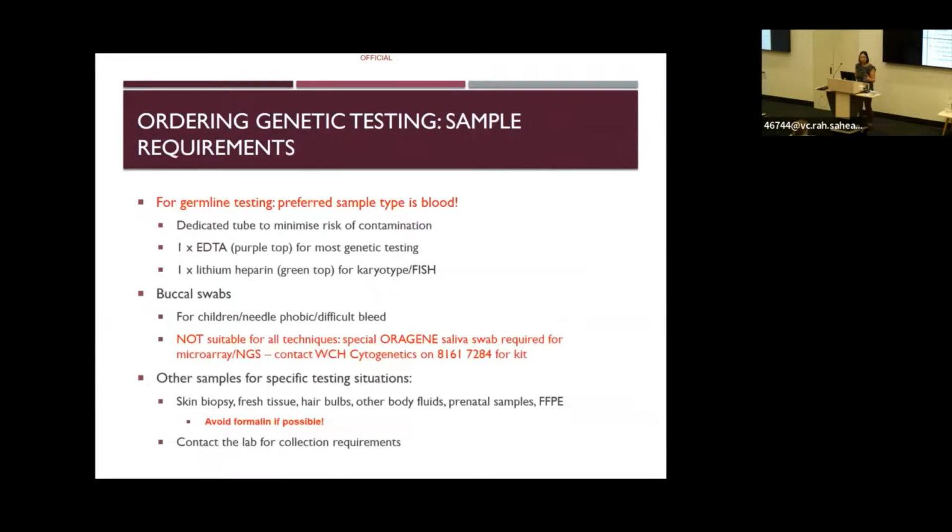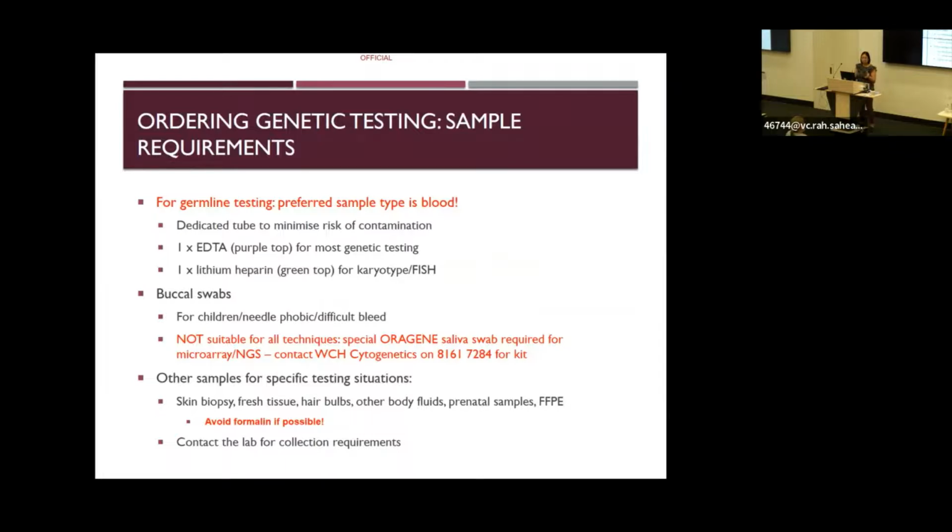In terms of sample requirements, for germline testing, we generally prefer blood, and we like our very own tube to minimize the risk of contamination, kind of like a group and hold. For most genetic testing, an EDTA or a purple top, it's good to go. For carrier type FISH, we prefer a lithium hep, so a green top.